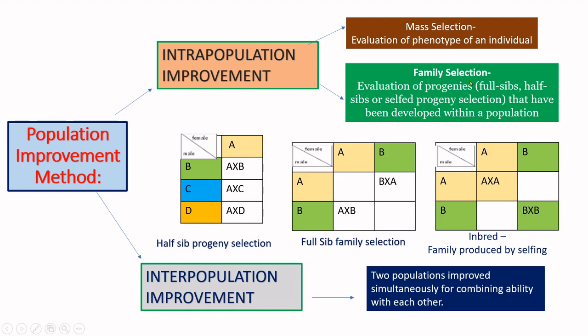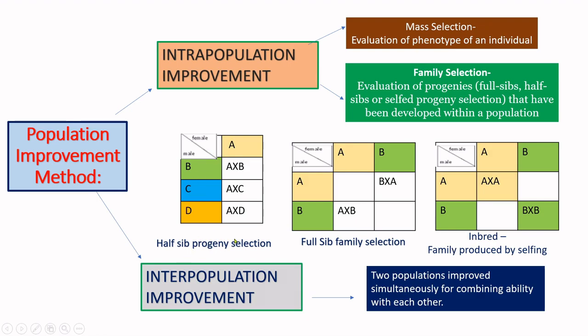While family selection, which is the second type of intra-population improvement, is based on evaluation of progenies of a cross formed in several manners. It can be classified into full sib progenies, half sib progenies and inbred progenies. So what are full sib, half sib and inbred?